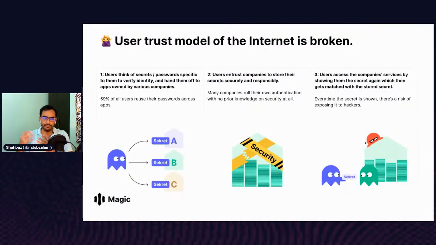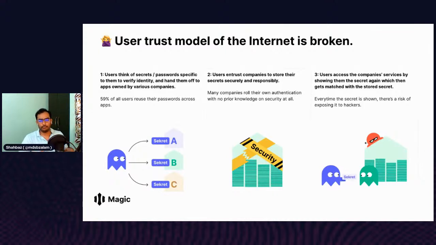Before understanding everything in detail, let's understand how the user trust model of the internet is broken. And mind you, you have learned magic. You have created magic if you have used npx make-magic. Now, to understand how the trust model of the internet is broken, let's go through these steps, which help you identify why moving to a passwordless solution is better. First, users think of secrets or passwords as specific to them, and they use them to verify their identity and literally hand them off to the app's owner, the various companies.